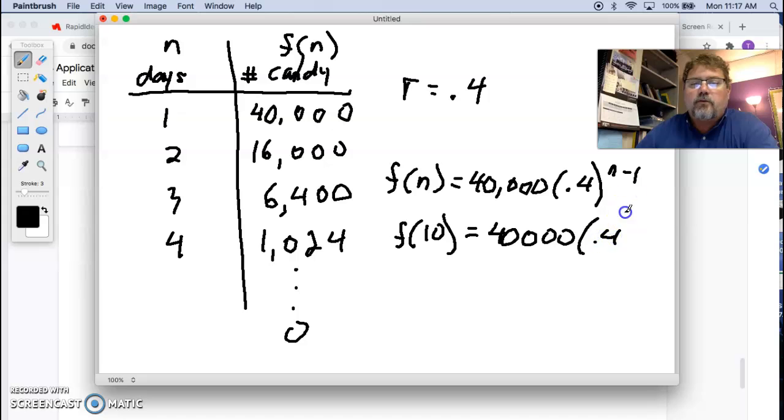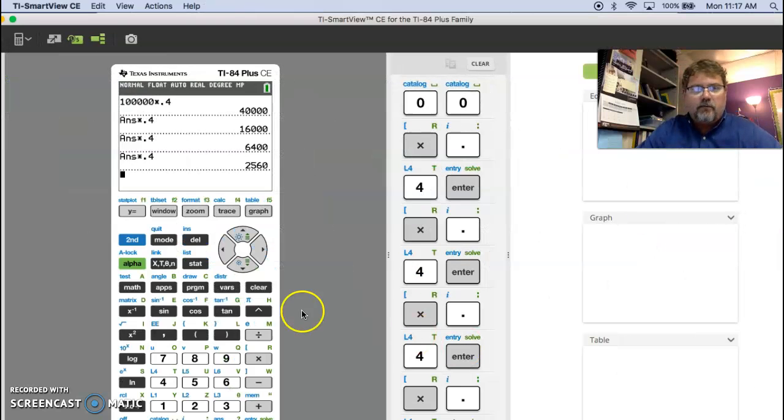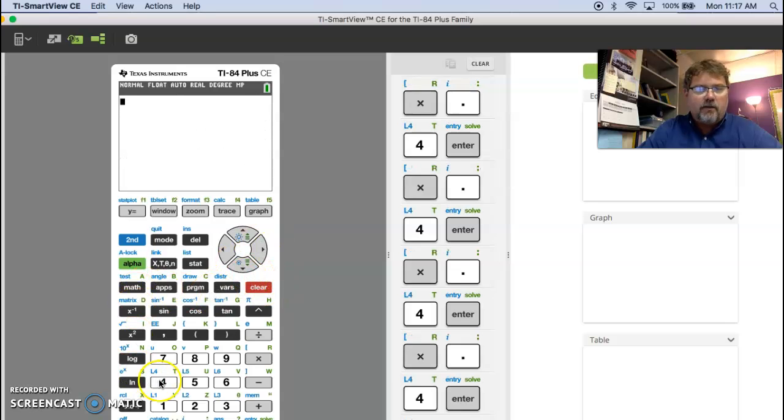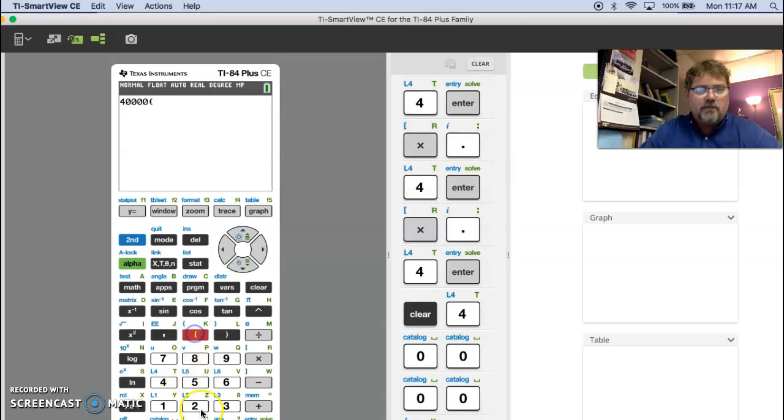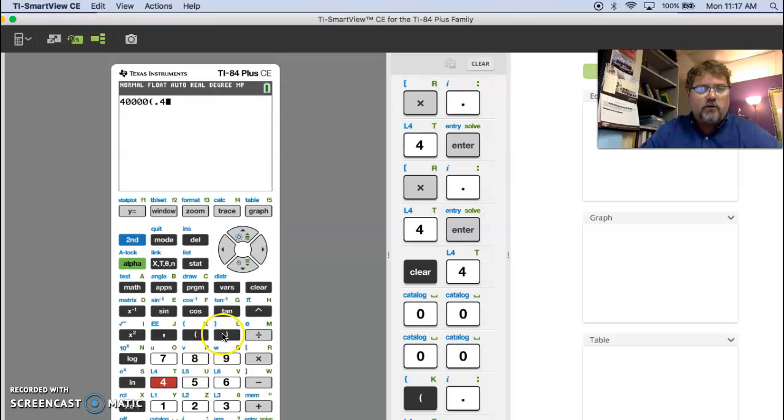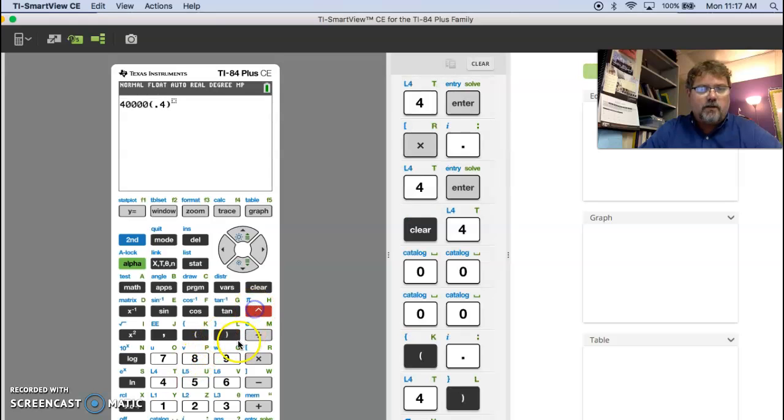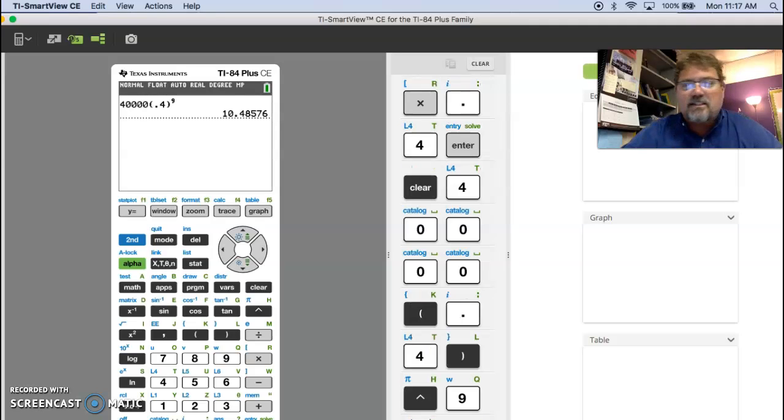So we have 0.4, and I'm not going to write this down because, oh, that looks so bad. 0.4, parenthesis, 10 minus 1 is a 9. Okay, so we're going to compute this real quick. And we're going to clear that stuff out of there. Now we want to write 40,000. Oh, one more 0. Times 0.4 to the 9th. This is after 9 days. Well, he's still got 10 pieces of candy left.